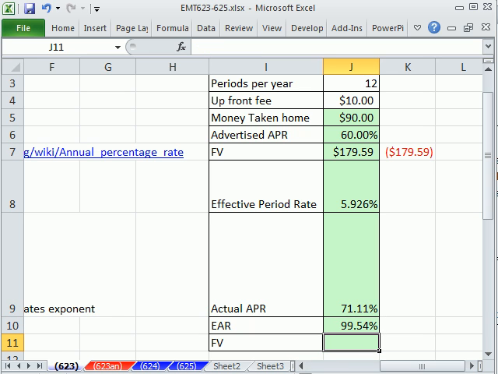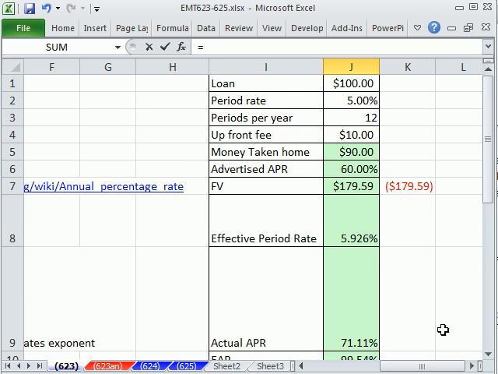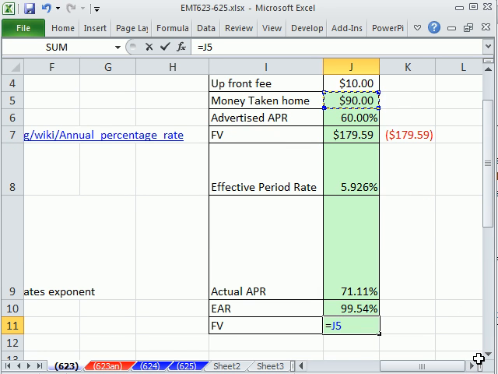So our future value, we could do this as we saw just a moment ago many ways. I'm going to say the $90. That is the actual cash that came into our pocket, because we're doing cash flow analysis here, times 1 plus this period rate, but we only have one period, so Ctrl+Enter, and we get the same exact nasty answer, an effective annual rate of 99.54.